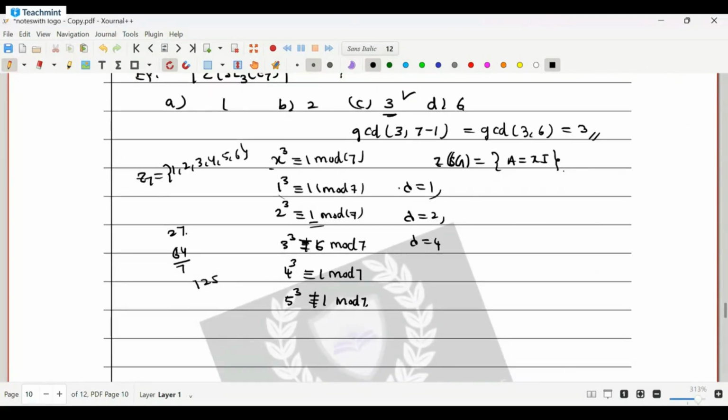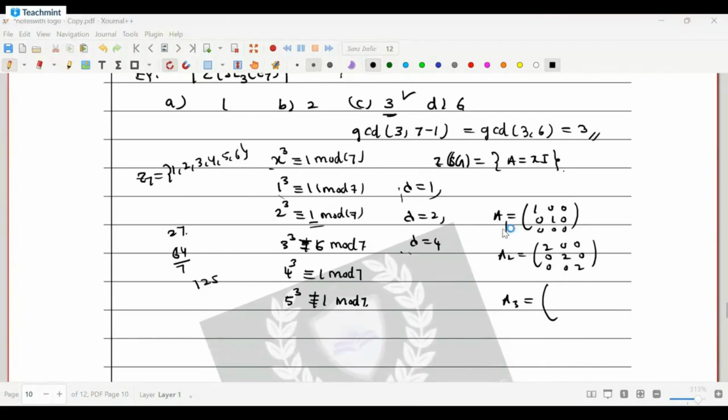So therefore how many elements are there, sir? There are 3 elements. What are they? A1 is equal to the 3 by 3 matrix 1 0 0, 0 1 0, 0 0 1 and A2 is equal to 2 0 0, 0 2 0, 0 0 2. And A3 is equal to 4 0 0, 0 4 0, 0 0 4. So these 3 elements belong to the center of the group.